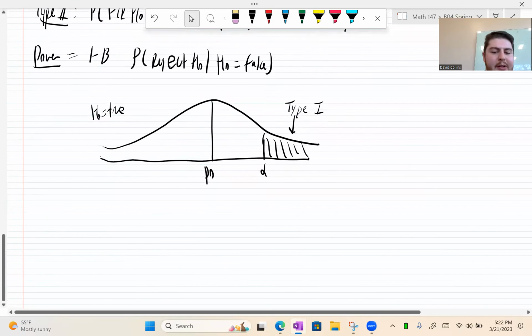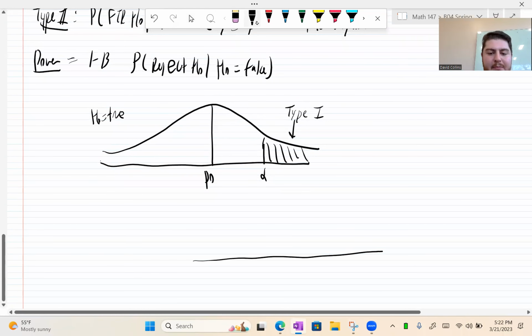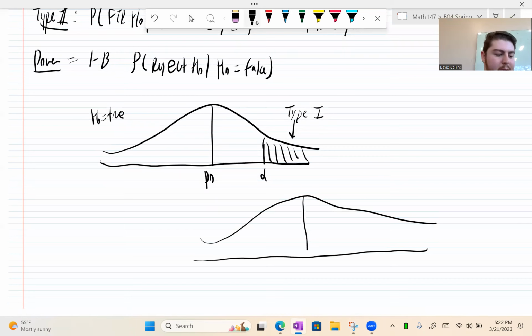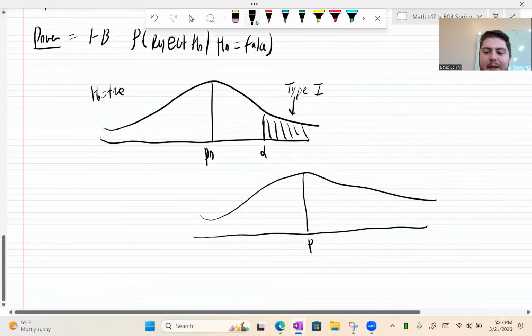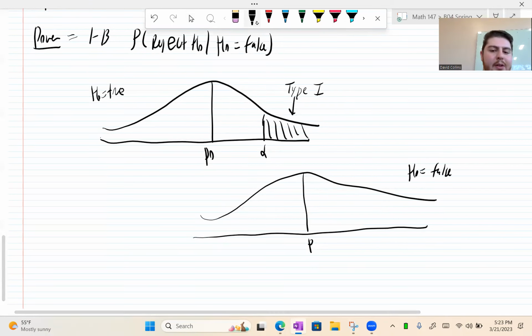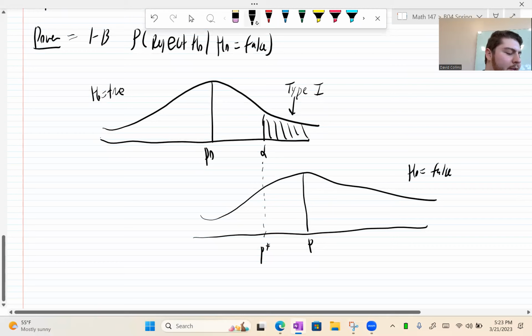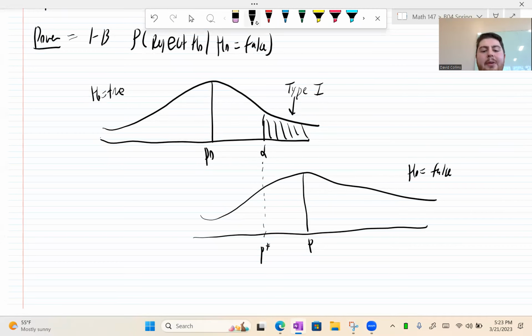Then underneath it, here it is centered at the true mean P. H naught is false. You draw a dotted line down here. This just says P star. That doesn't mean P critical, it's just some number. This area is beta, our type 2 error.